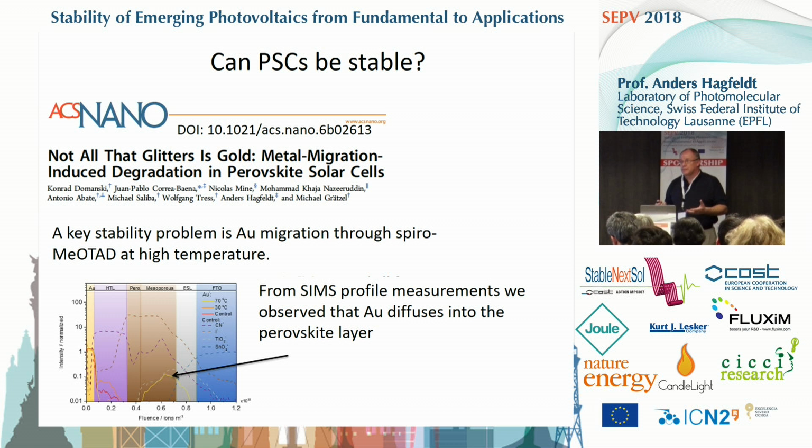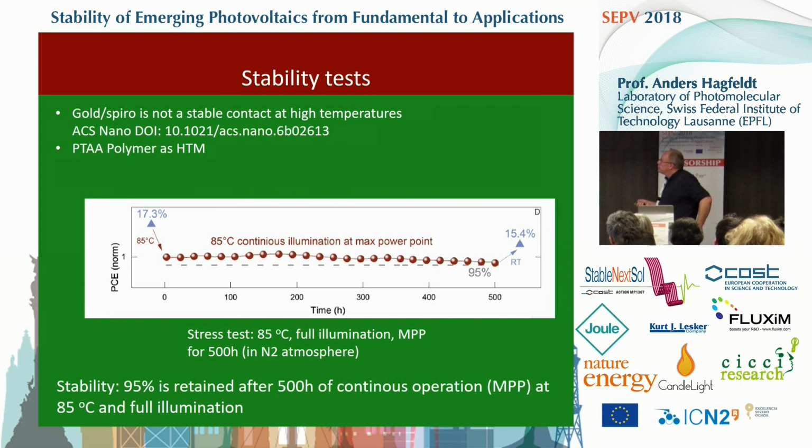So what we did in the quadruple paper was to replace spiro with a PTAA polymer, which is dense and doesn't let gold through, and then we have very encouraging stability here. Starting at 17%, at 85 degrees, continuous illumination, sunlight intensity, maximum power point condition, you see very nice stability data for 500 hours. That we published, it was done almost 2 years ago. I think it's really encouraging data.